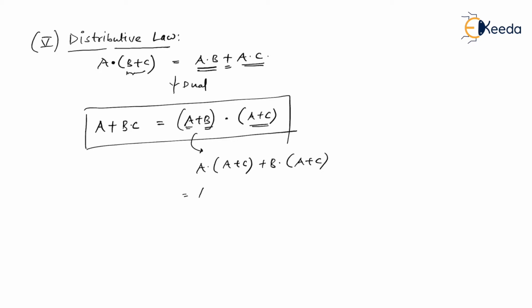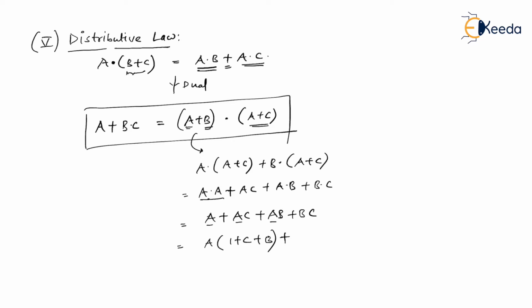Just open up all the brackets, so it becomes A dot A plus AC plus A dot B. Actually it is B dot A, but by commutative law I can write A dot B plus B dot C. So far so clear, right? Obviously you know that A dot A is always A, so I can write A plus AC plus AB plus BC. What I can do is take this A common throughout. Can you see that? What remains inside is 1 plus C plus B in the bracket, then plus the last term, which is B dot C.